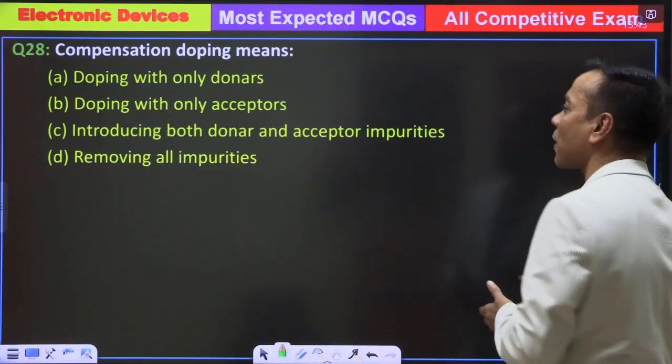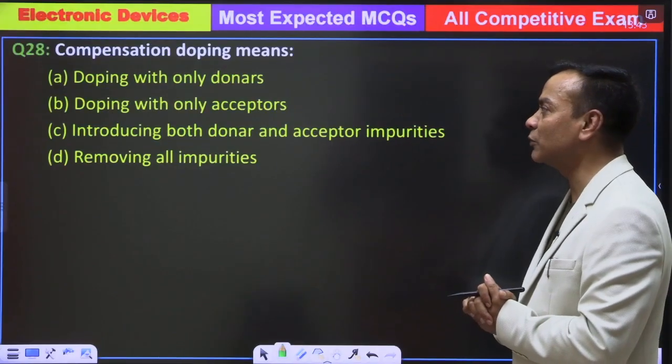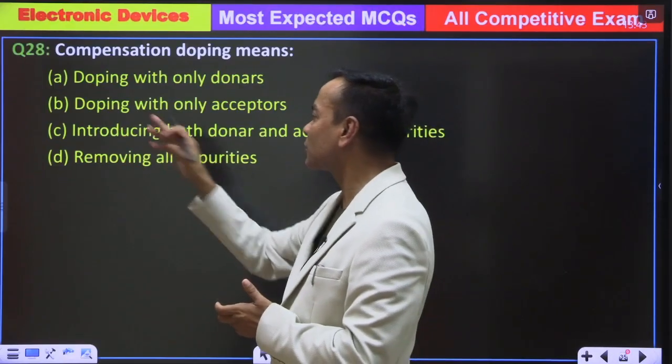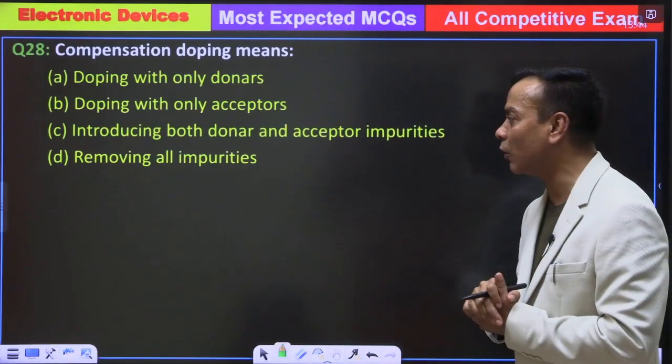So next, compensation doping means: option A, doping with only donors; option B, doping with only acceptors; option C, introducing both donor and acceptor impurities; option D, removing all impurities.